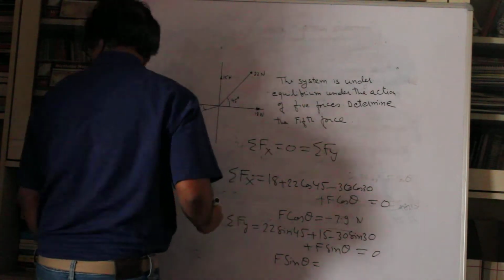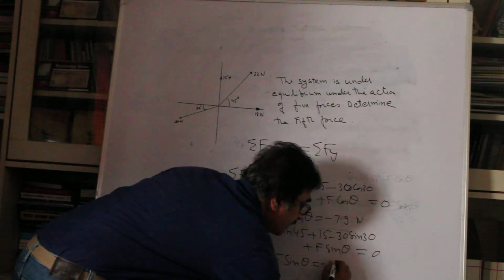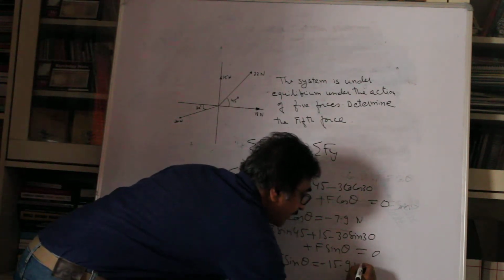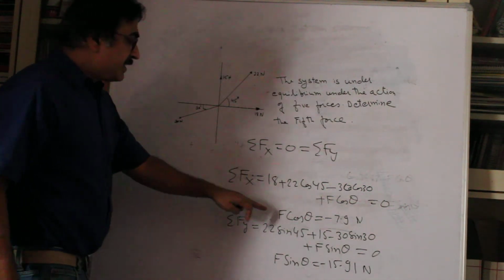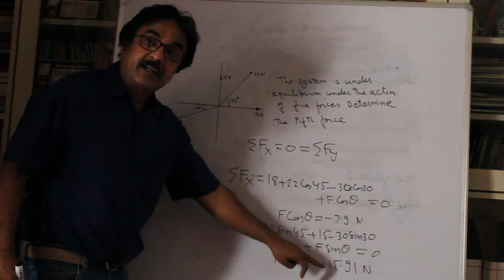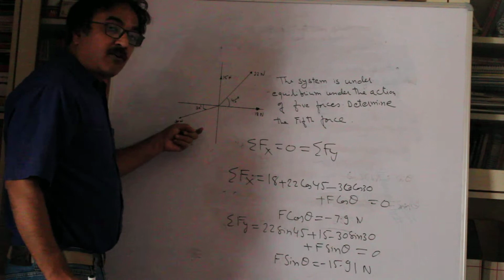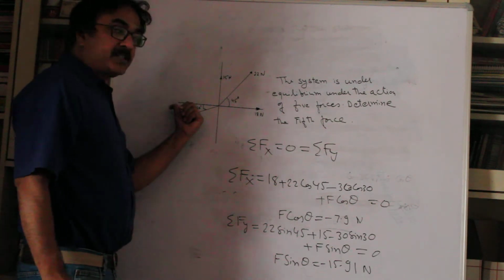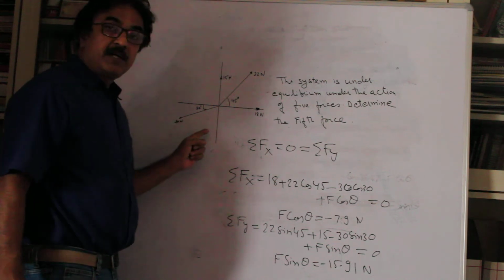And if you solve this equation, you are going to get the value of F sin theta, and this is going to be minus 15.91, right? So this is the value. Okay, so you can see that F cos theta is minus, F sin theta is minus, which means this force F will lie in the 3rd quadrant, because F cos theta will be along this, F sin theta along vertical downward, so this is going to be in the 3rd quadrant.